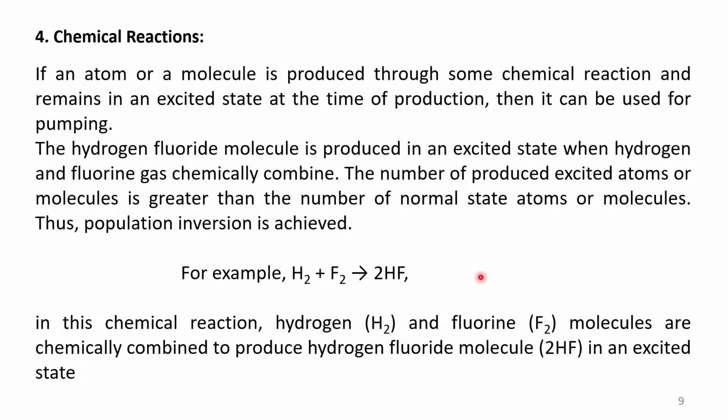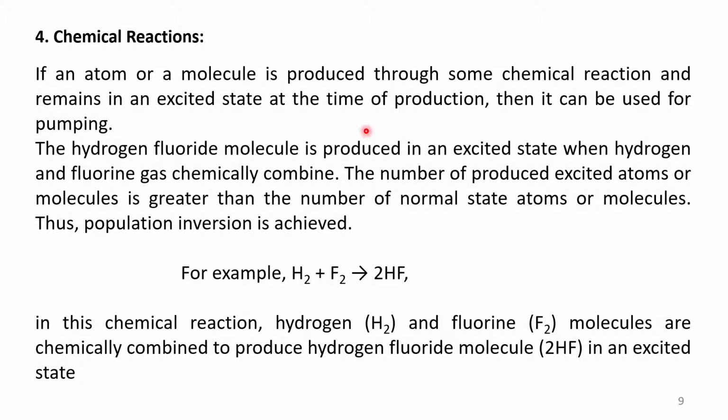The next one is the chemical type of pumping or the chemical reactions. Through the chemical reactions, in chemical lasers, the population inversion can be achieved. If an atom or molecule is produced through some chemical reactions and it remains in the excited state at the time of production, then it can be used for the pumping here.